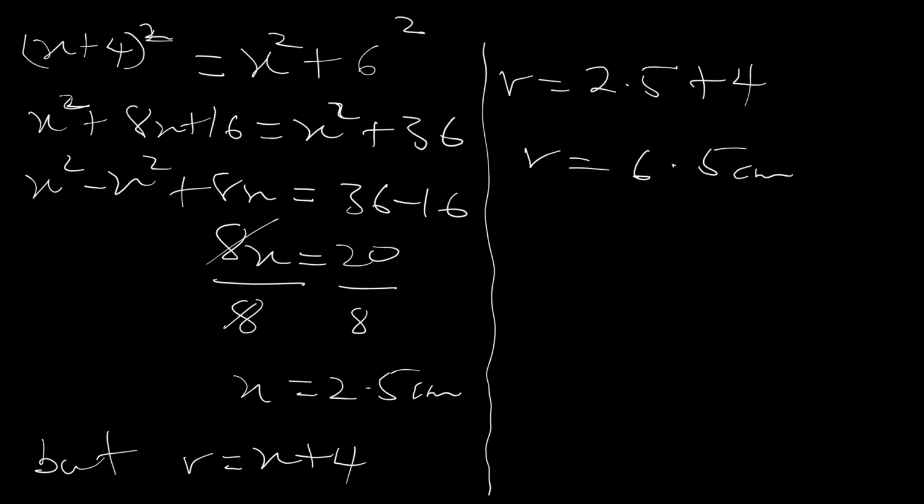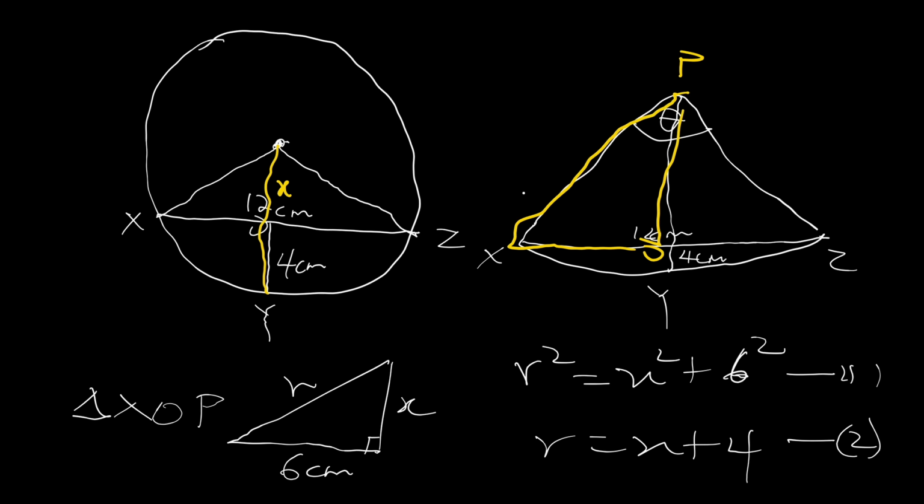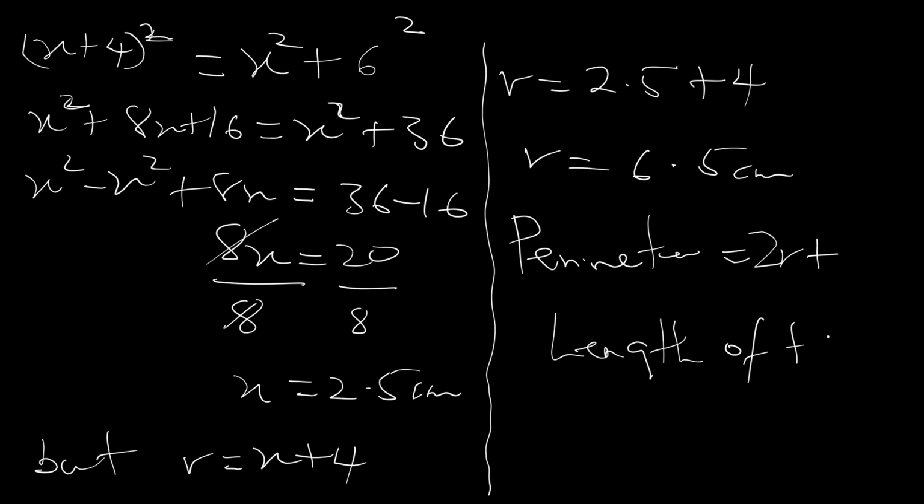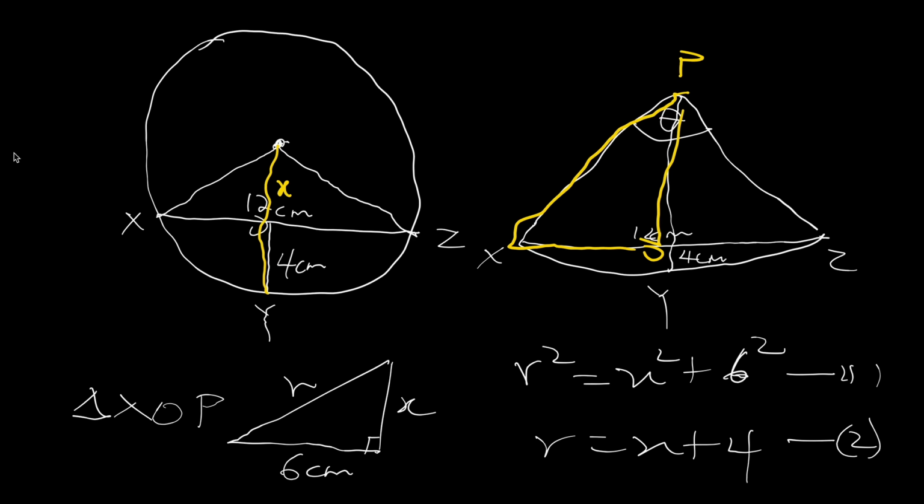Now to find the perimeter of this sector, it will be 2 times the radius plus the length of the arc. So the perimeter of the sector will be 2r plus the length of the arc. And we know that for a sector, the length of the arc will be theta over 360 times 2 pi r. So we need to find theta.